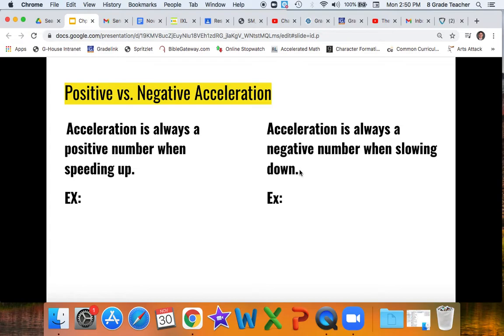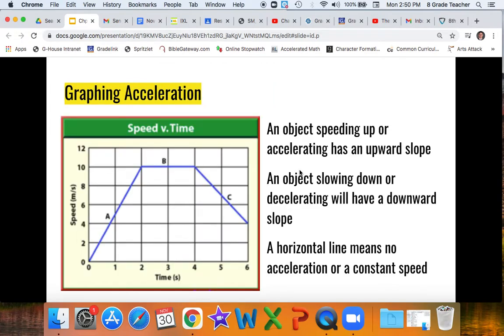It might be important to have that negative acceleration be cemented in your mind as something that you are slowing down, so you don't end up like that person who crashes into the wall. On the next page, graphing acceleration.